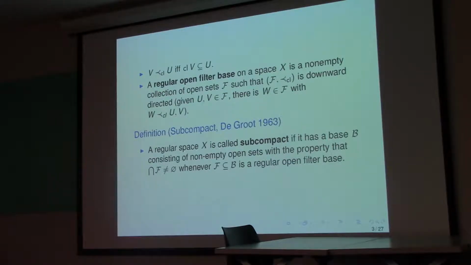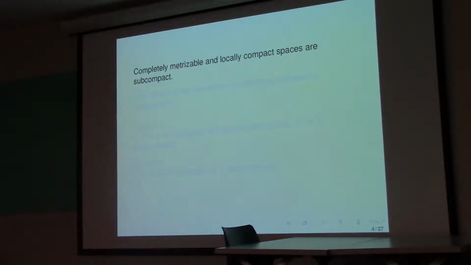But subcompactness is the weakest of those properties, and you see some sort of convergence definition here. A space is called subcompact if it has a base, we'll call it a subcompact base, such that anytime you take a regular open filter base or a directed subset of that base, it has non-empty intersection in the space. So completely metrizable spaces, also locally compact spaces, have subcompact bases. So the class of subcompact spaces includes these two nice classes of complete spaces.